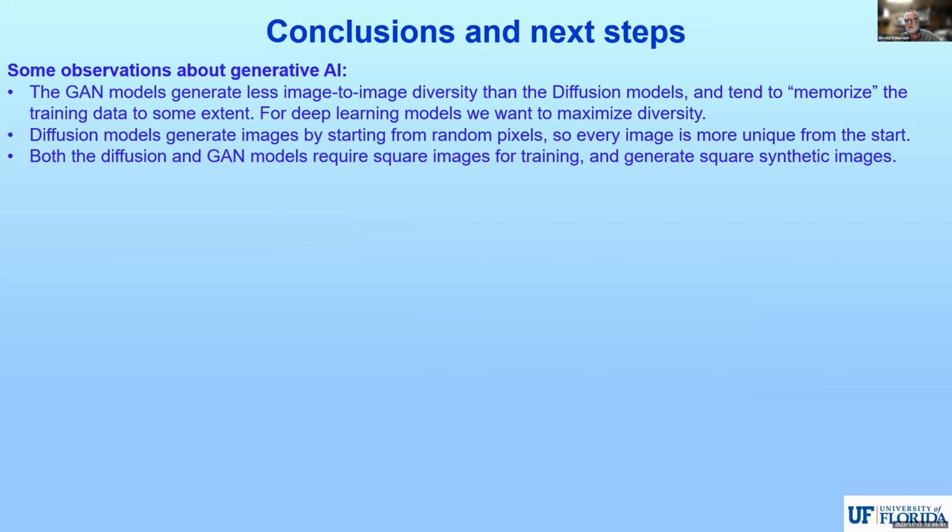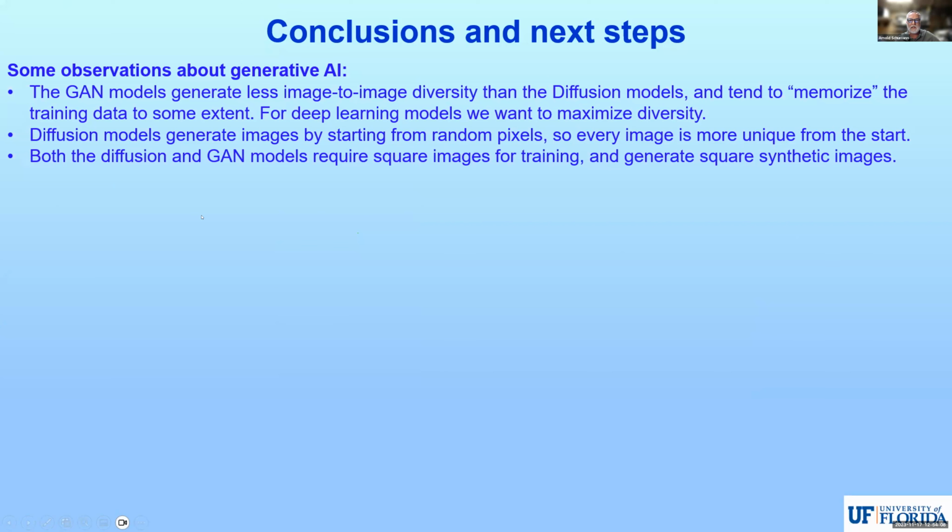So the diffusion model is great because it's like a physical diffusion process. It's random number based. So there's much more diversity being introduced. So I much prefer that. Like I said, we want to maximize diversity. Diffusion models generate images by starting from random pixels. So every image is more unique from the others.